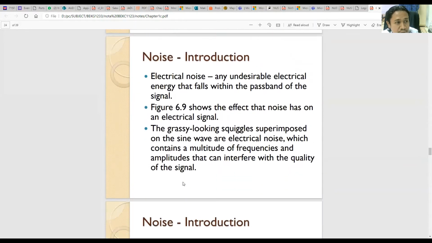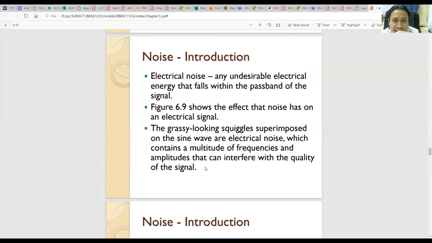So we go for the noise. Electrical noise is any undesirable electrical energy that falls within the passband of the signal. You can see Figure 6.9, I will show you after this, which shows the effect that noise has on the electrical signal.